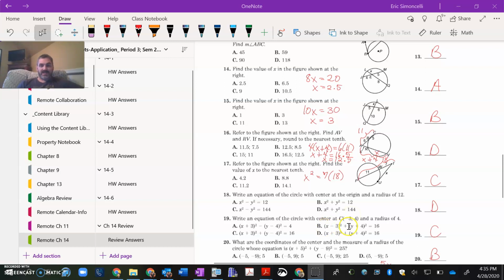Number 19, the center is negative 3, 4 with a radius of 4. Letter C is the only answer that makes sense on this problem. Negative 3 leads to X plus 3 and positive 4 leads to Y minus 4. Both quantities squared, of course, and then 4 squared, which is 16. Last but not least, number 20, this is your equation. So negative 5, 9, and 5 squared, which is 25. So letter B speaks to the center, but also the radius of 5.